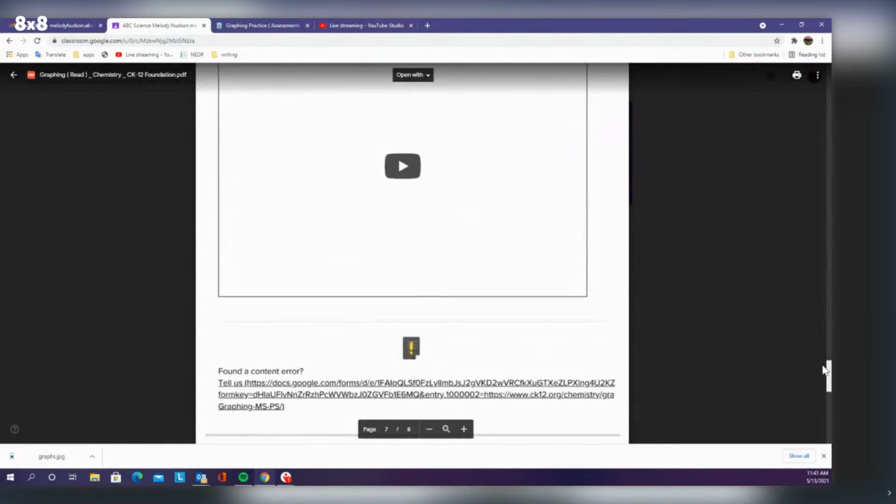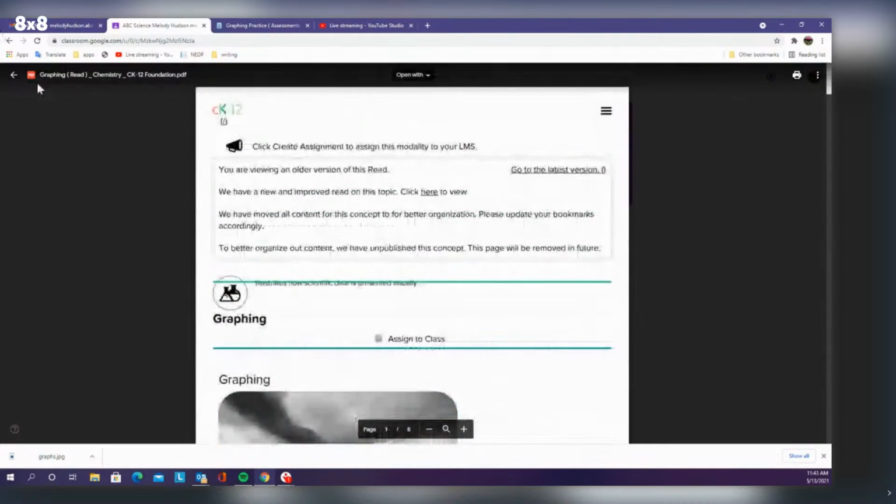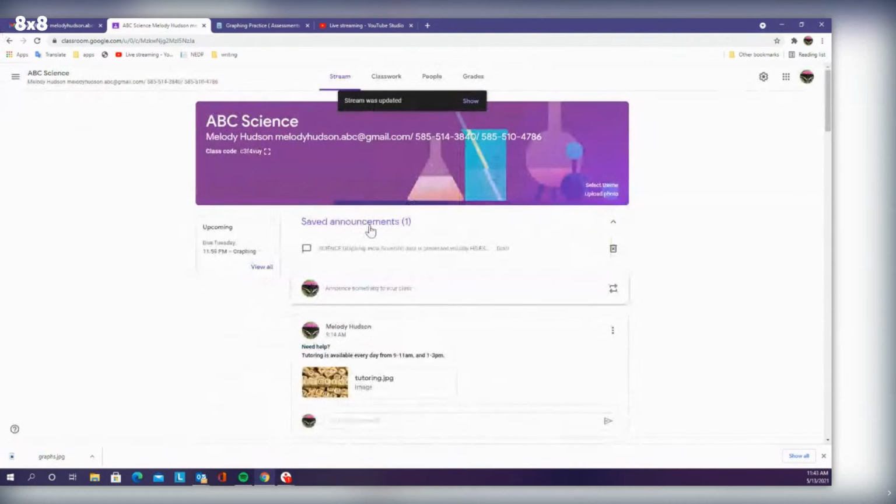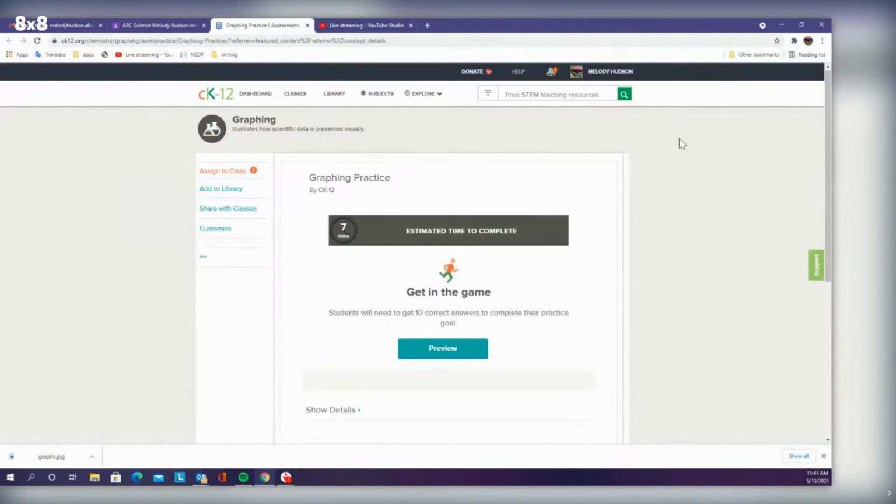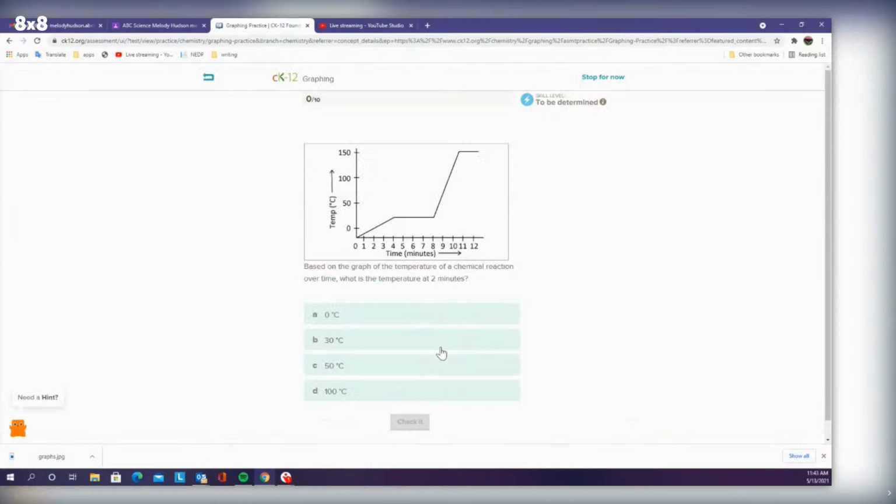So what I want you to do next is take a look at this graphing practice quiz. You've all been assigned. It's in CK12, and it says it takes about 10 minutes to complete. And let's take a look at the preview. You'll need to get 10 correct answers to complete your practice goal. Let's preview it together.